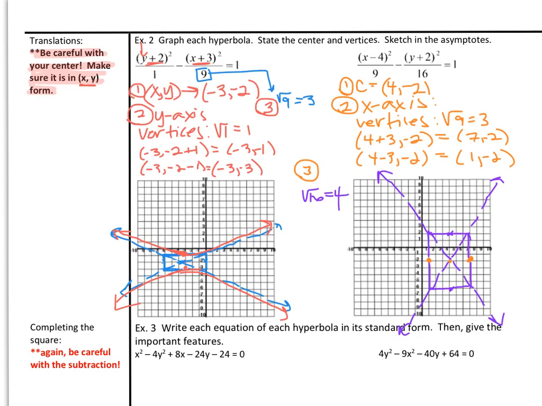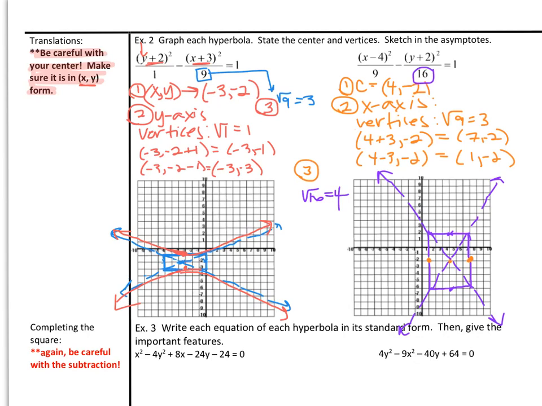Then I looked at the number that was underneath y, and that was 16. The square root of 16 is 4. I counted up 4 and down 4 and drew my x. That helped create my rectangle. I connected the diagonals of my rectangle, and there becomes our asymptotes.